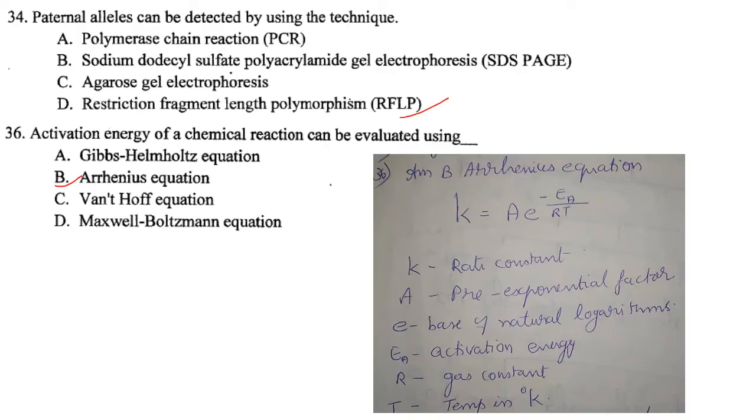Then parental alleles can be detected by using the technique. So they can be detected by using restriction fragment length polymorphism or RFLP.